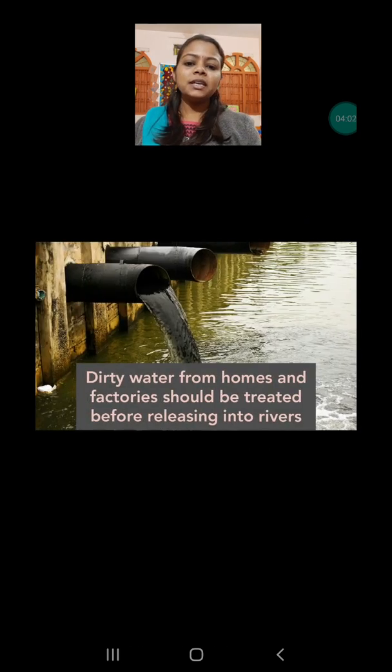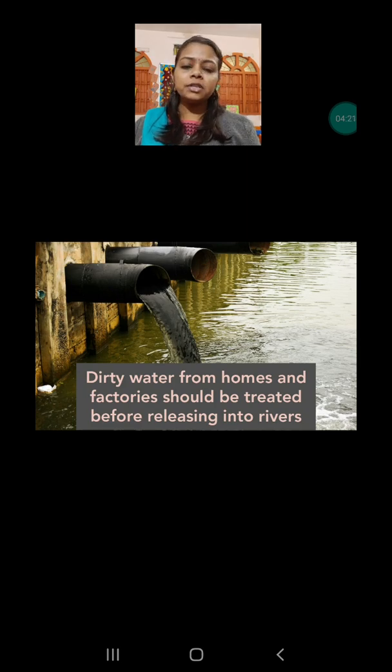Next, dirty water from the homes and the factories should be treated before releasing into rivers. Now, we cannot stop the dirty water from going into the water bodies, but what we can do is treat that water before it reaches the lakes and rivers.